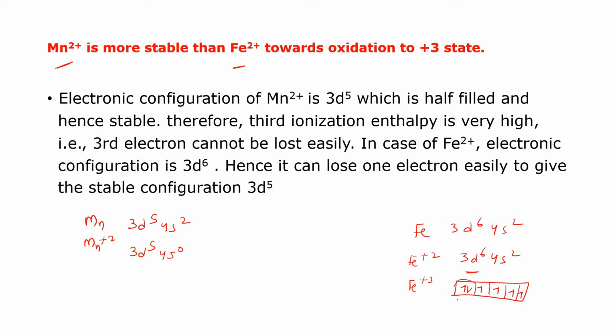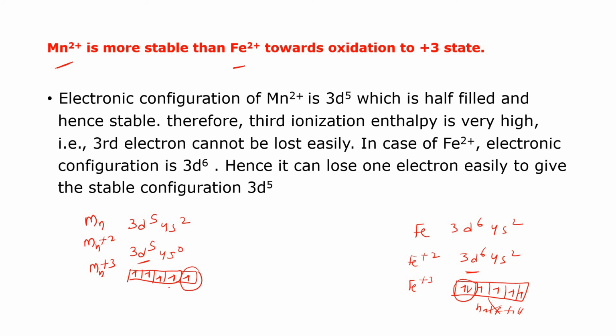This paired electron I have to remove, and this is not at all a half-filled configuration. But here I want to write Mn+3 now. Which electron do I have to remove? For writing Mn+3, I have to remove an electron from 3d5. This electron I have to remove.